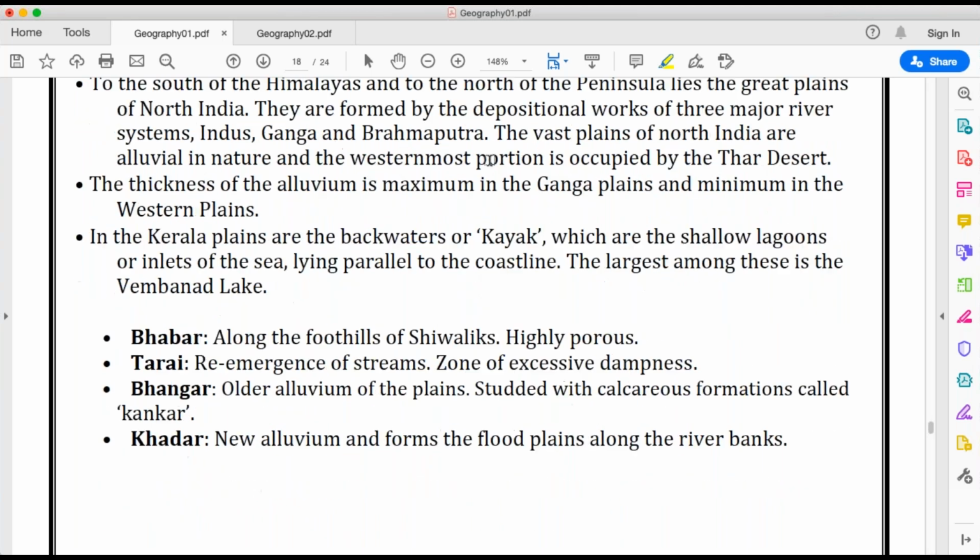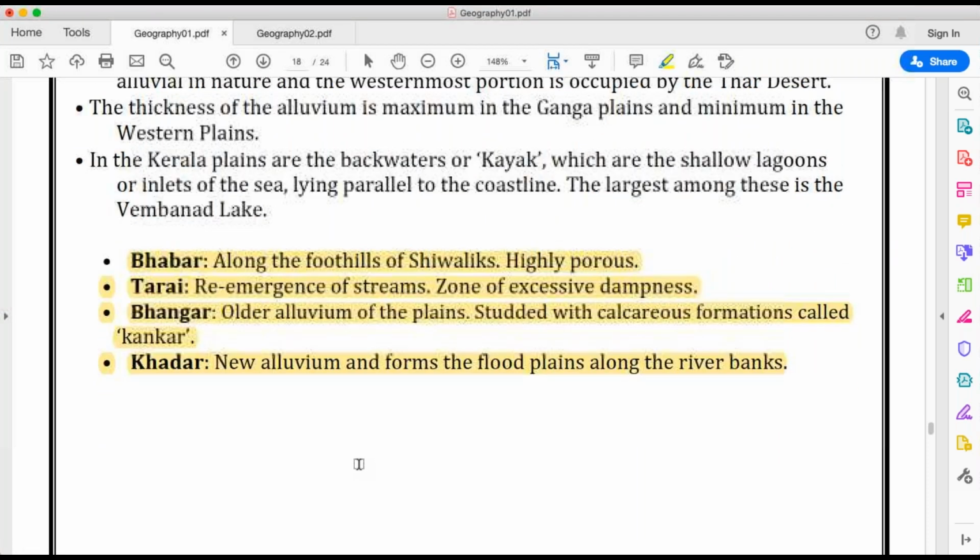Coming to the northern plains, just remember these four things. The theory written above is what you could skip. Remember these four things. For example, if I say Bhabar, you should be able to tell me Shivaliks. If I say Tarai, you should be able to tell me that it's a zone of excessive dampness. If I say Bhangar, you should be able to tell me that this is the alluvium of plains. Khadar, again, I know, the flood plains along the river banks. These are the four things which you need to remember.